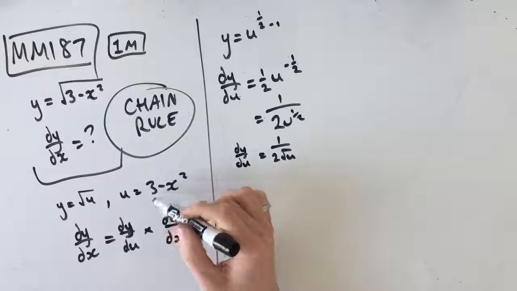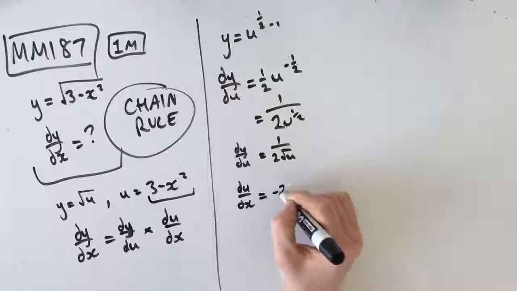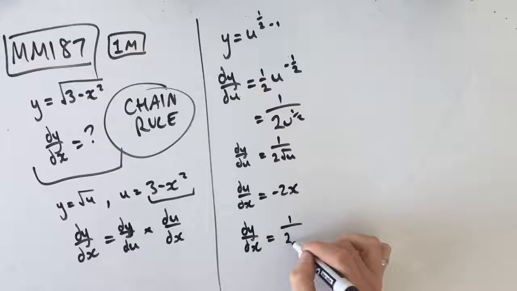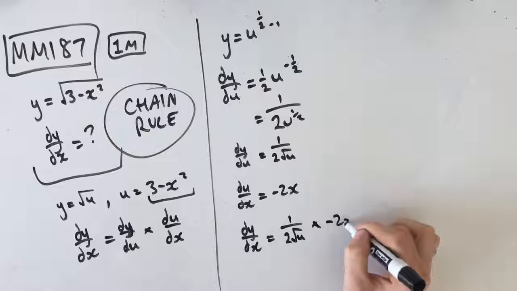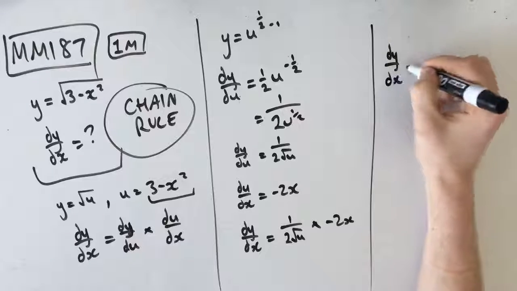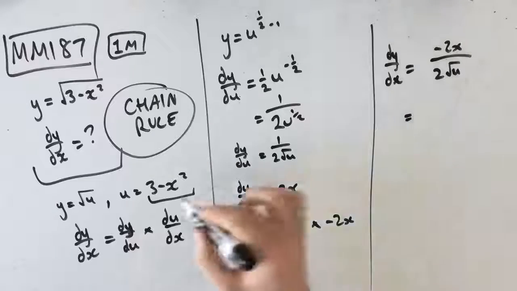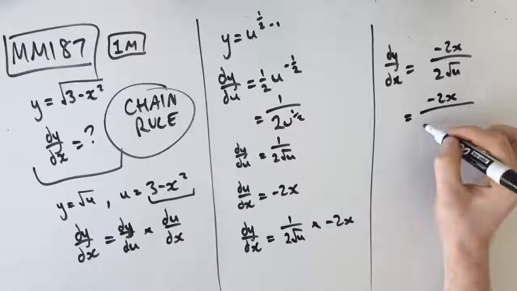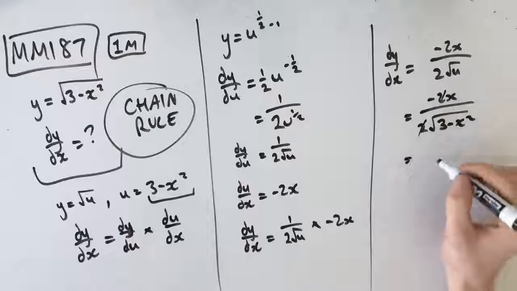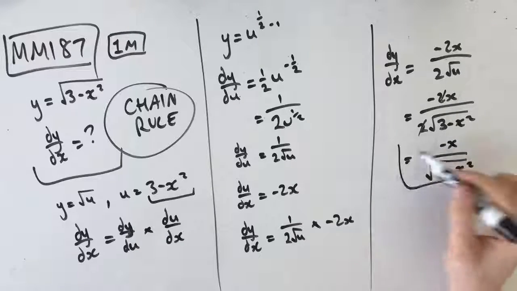Awesome. And then du dx is just the derivative of this, which is -2x. So du dx equals -2x, which means that our dy dx is equal to this, so 1/2 root u multiplied by -2x. Sweet. From here, we get dy dx equals -2x over 2 root u, but we know that u is equal to 3 take x squared. So we get -2x over 2 root 3 take x squared. And then these 2's can just cancel out. So we get -x over root 3 take x squared.